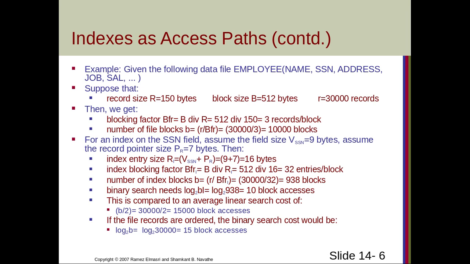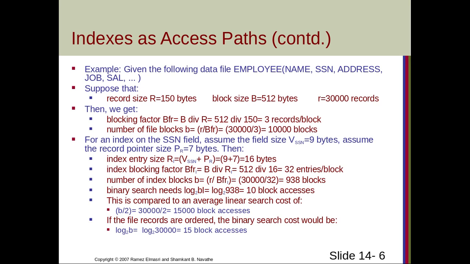So how many indexes can be stored in a block? That is the blocking factor. Index blocking factor BFR1 is equal to B divided by R, 512 divided by 16, which is 32 entries per block. That means you can store 32 index entries in a block, and in total, how many index values are there? 30,000 index values are there.